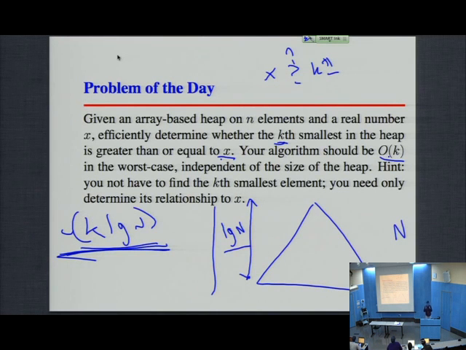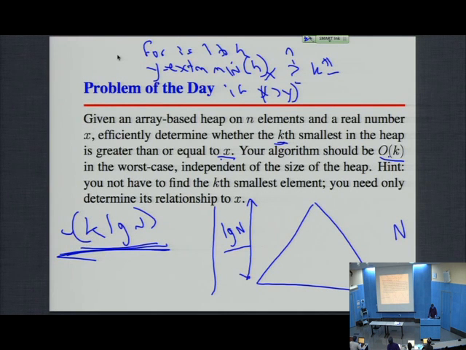So the standard way of getting any of these running times is the number of things I'm doing times the biggest time it takes to do one. So what this algorithm is saying is, for i goes from 1 to k. If you write this out, for i equals 1 to k, do extract min from the heap. That's y, and then the final question is, is x greater than y. This is the algorithm.